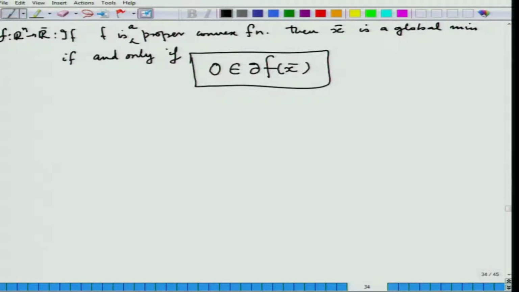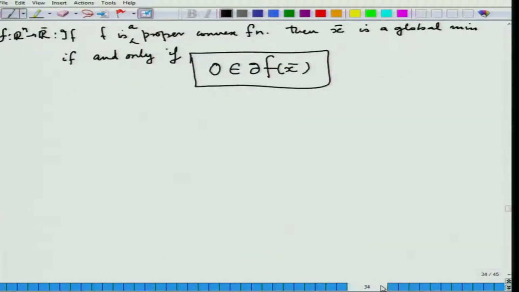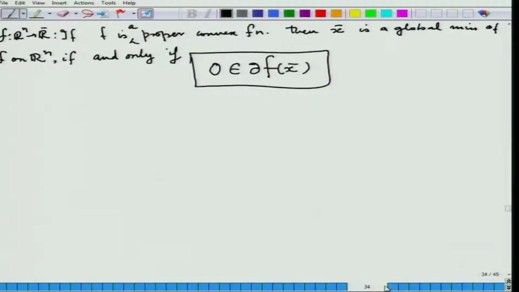So, once I know this fact, if I have an x bar which is solving this unconstrained problem, this result is for an unconstrained problem. So, x bar is a global minimum of f on R n if and only if this holds. So, x bar in here is a global minimum of f plus the indicator function over the whole of R n. So, what will I get? I will get 0 belonging to del of f plus the indicator function.